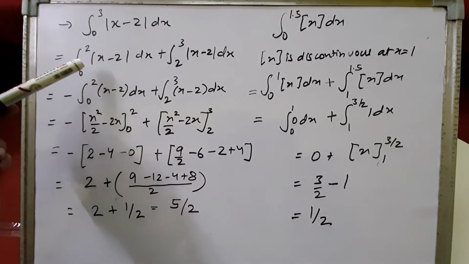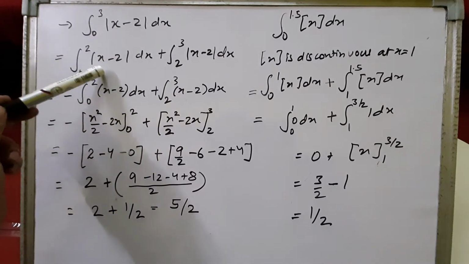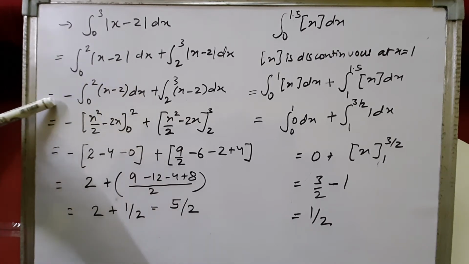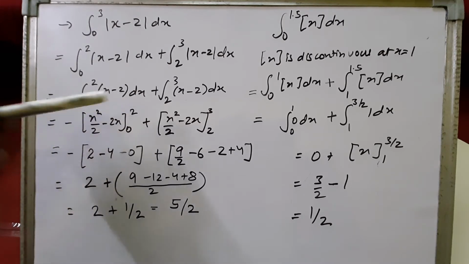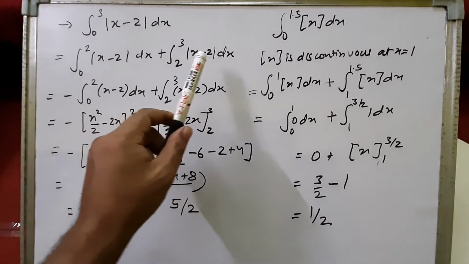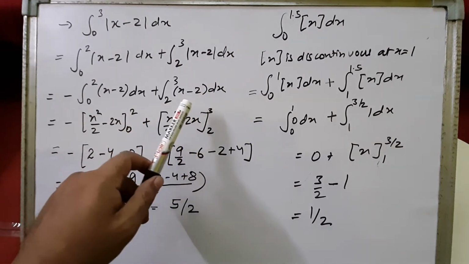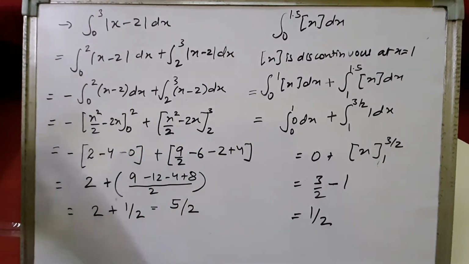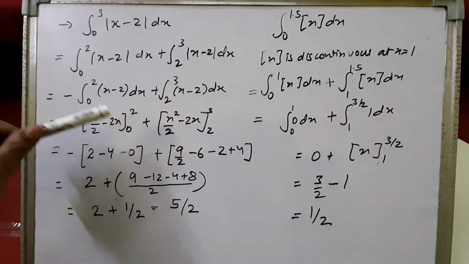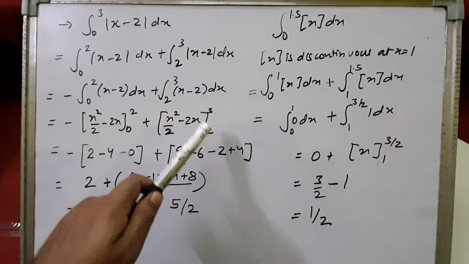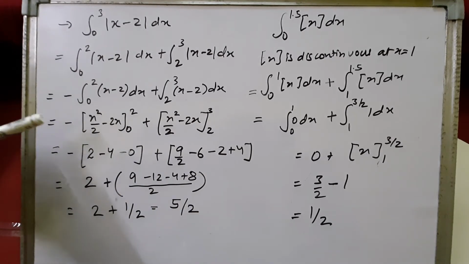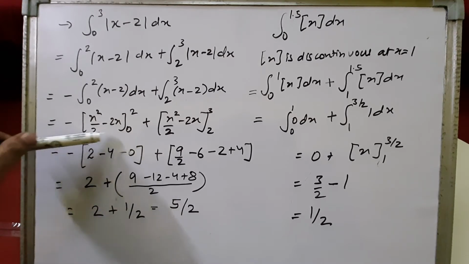Now when the value of x is less than 2, the value of mod of x minus 2 will be negative. That means it will become minus of integration of 0 to 2 of (x minus 2) dx, plus this will be positive when x is greater than 2, so integration of 2 to 3 of plus (x minus 2) dx. When we integrate x minus 2, we will get x square upon 2 minus 2x, limit 0 to 2. When we integrate this term, again we get the same, x square by 2 minus 2x, with limit 2 to 3. So when we put upper limit minus lower limit, we'll get 4 upon 2, that will be 2, minus 4, so this will become 0.